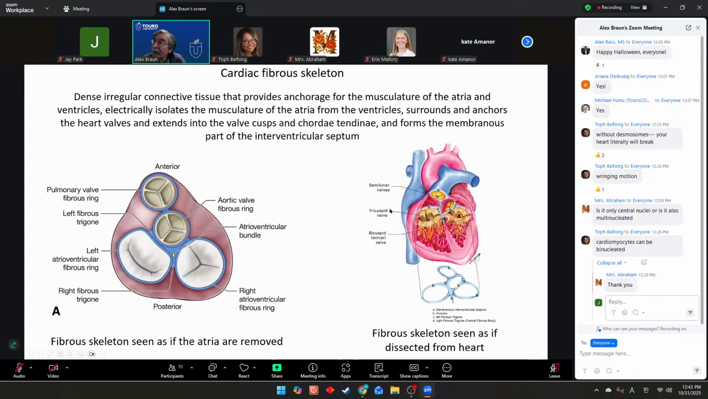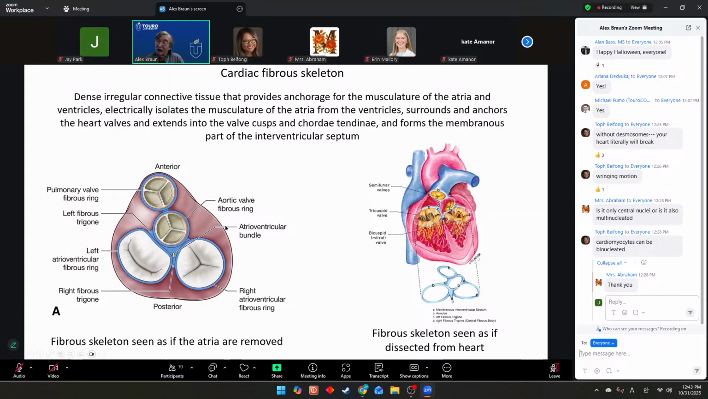Here we see the cardiac skeleton, and it's a fibrous skeleton. Unlike most of our skeleton, which we think of as being bone and cartilage, this is composed of dense, irregular connective tissue. And when you have a heart and you take sections of it and examine it grossly, you don't really see the cardiac skeleton very easily. But if you know where to look, then you are able to find it.